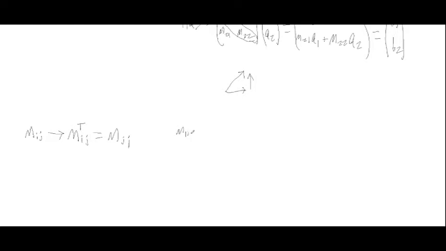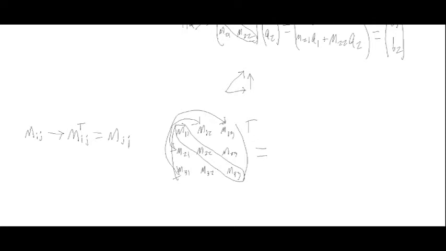So if we have M11, M12, M13, M21, M22, M23, then M31, M32, M33. So we have this as our matrix. Now, if we want to take the transpose of that, then these diagonal elements will remain where they are, but all of the other ones will be switched around with their corresponding ones. So these will all be switched around.